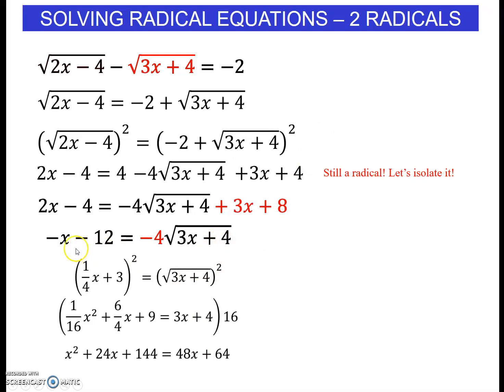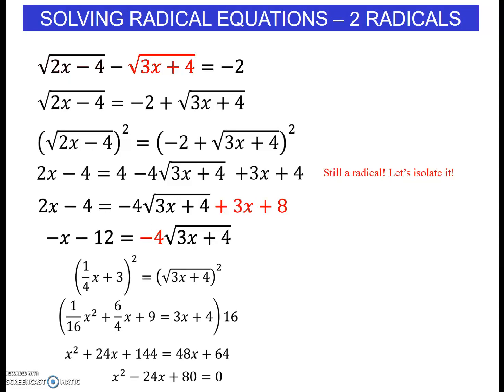This is not the only way. You could have kept this as all over 4 and done this a whole different way. So just keep that in mind that the way that I'm showing you is not the only right way to do things. All right, let's isolate or get everything to one side and get it set equal to 0, because again we have a quadratic.